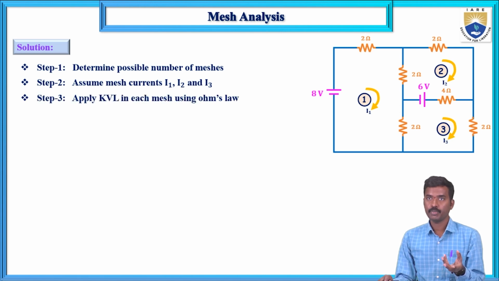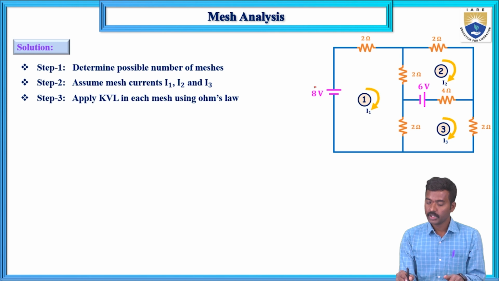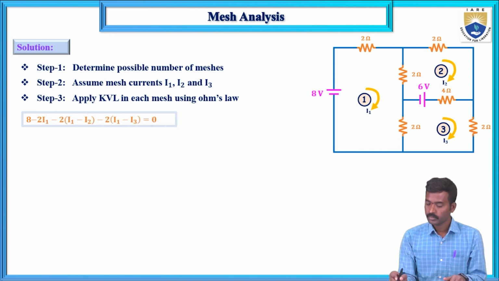Apply KVL in each mesh using Ohm's law in terms of I1, I2 and I3. Here the rising voltage is 8 volts minus 2 into I1, minus 2 into (I1 minus I2), 2 into (I1 minus I3). So (2 plus 2 plus 2) 6 I1 minus 2 I2 minus 2 I3 is equal to 8.